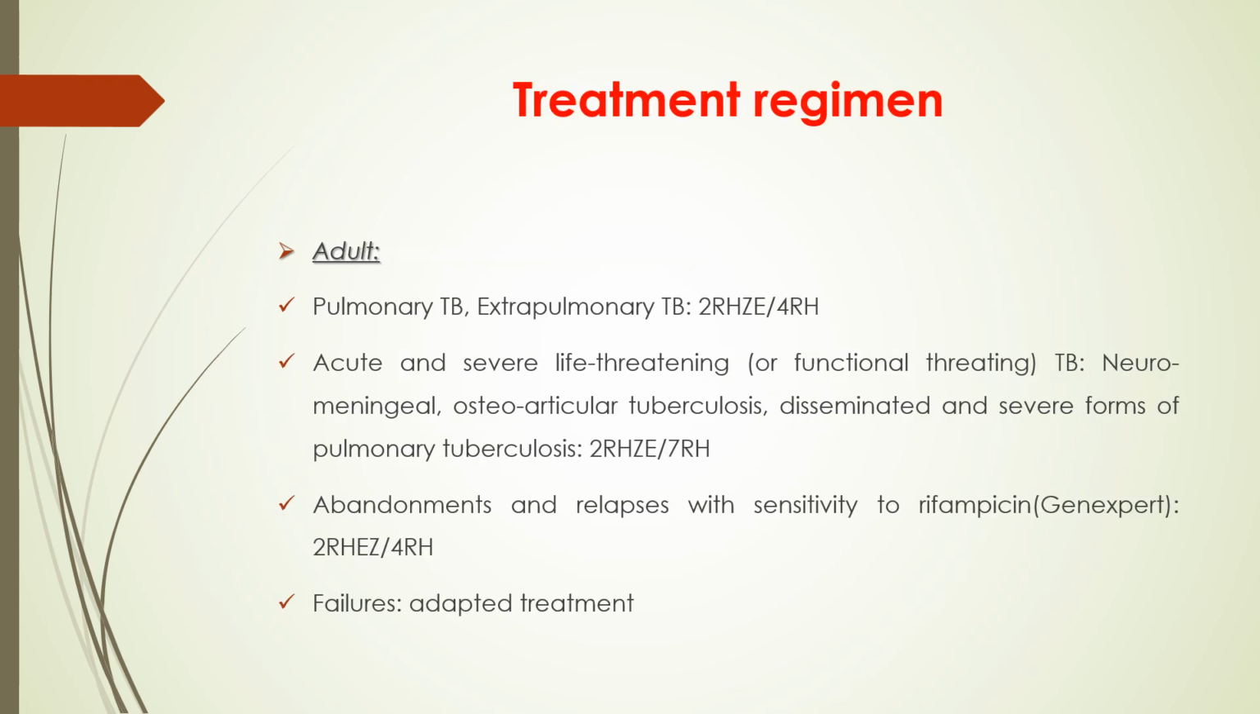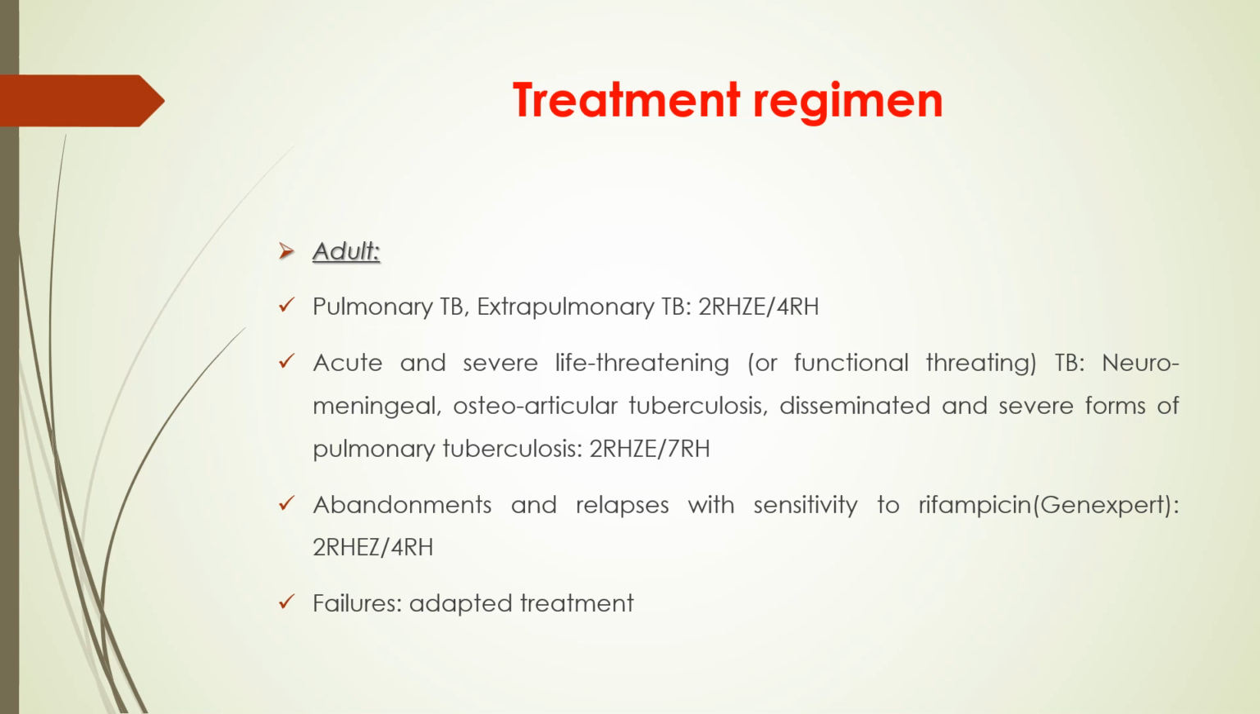So, what are the treatment regimens for adults? If you have pulmonary tuberculosis or extrapulmonary tuberculosis, we give them 2 months of RHZE and 4 months of RH.